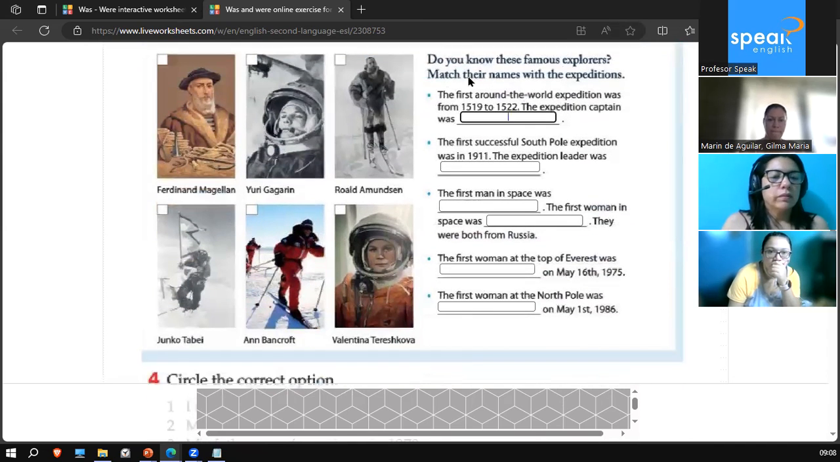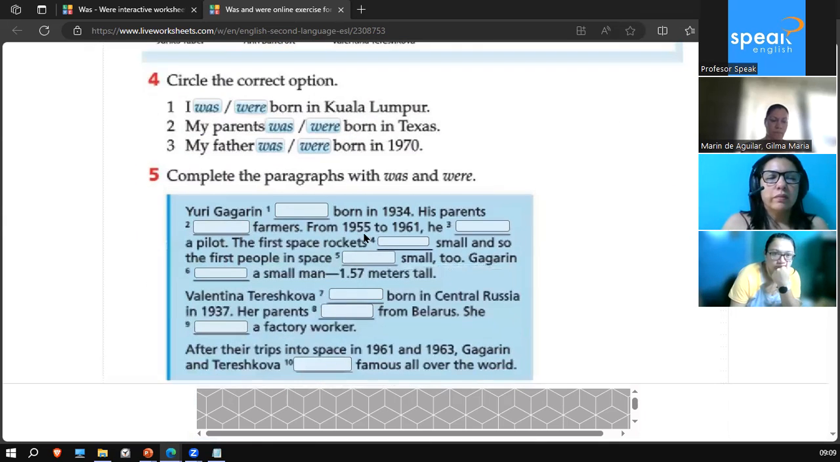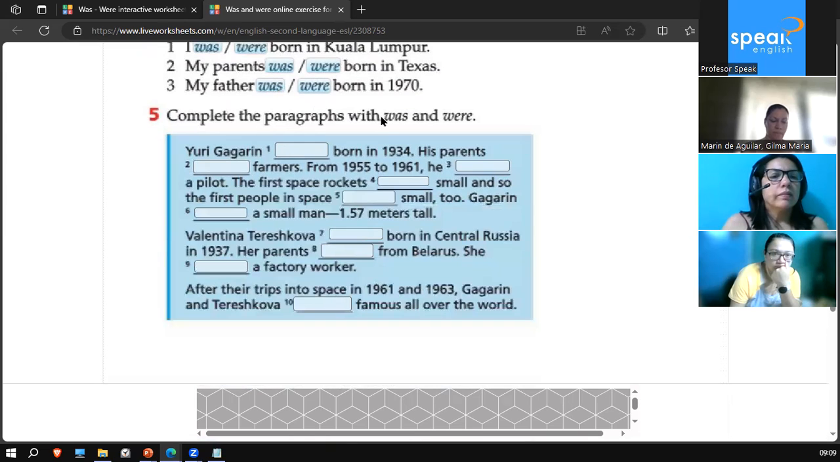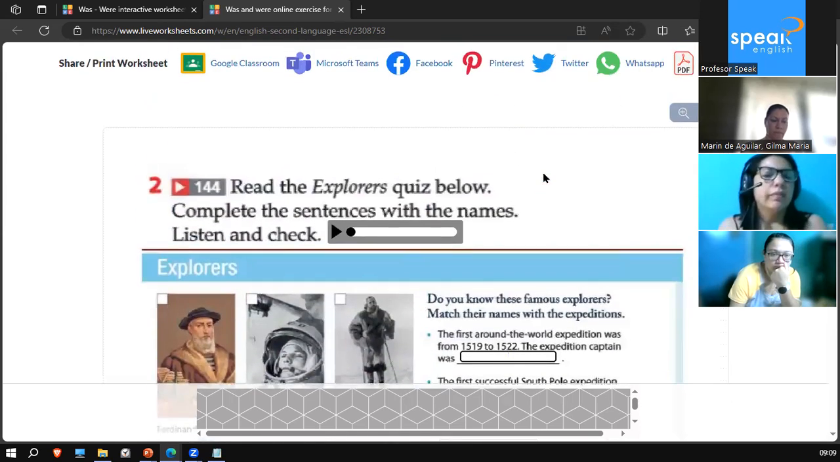And then it says match their names with their expeditions, okay? And then it says circle the correct option, right? You have here to pick what is the correct option. And finally, complete the paragraphs with was and where. Okay, let's go ahead and work on this one.